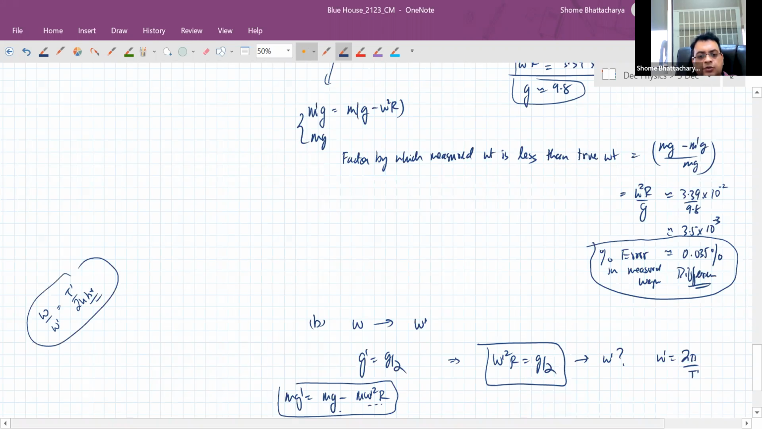So we'll see that you'll have to significantly speed up the Earth's rotation, so the duration of a day will significantly have to go down. According to the answer, it should be about 2 hours instead of 24 hours. It's a factor of 1 by 12.